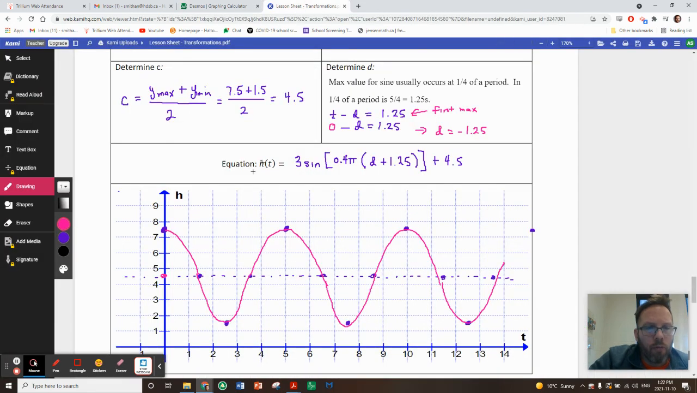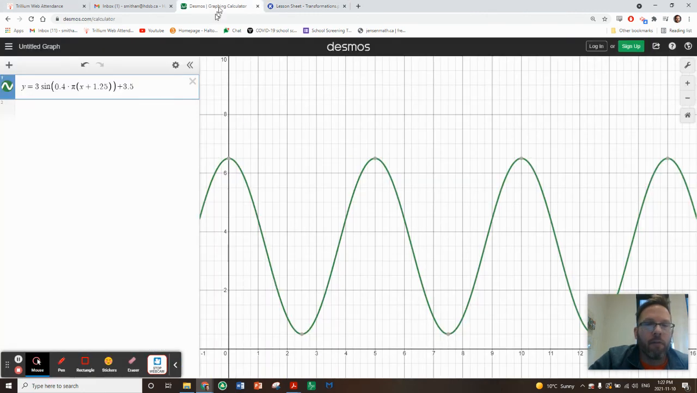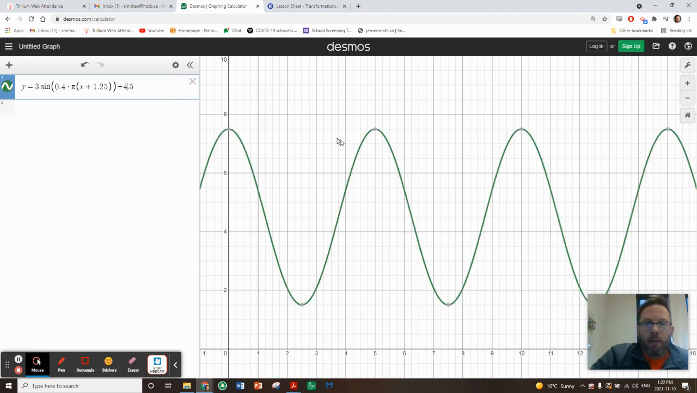7.5, 1.5. What was our axis? Our axis was 4.5, excuse me. That's why it wasn't lining up. All right. So yeah, we start at a maximum. We repeat every 5 seconds, going up, coming back down, lowest point 1.5. Everything seems to fit. I think we did a good job.